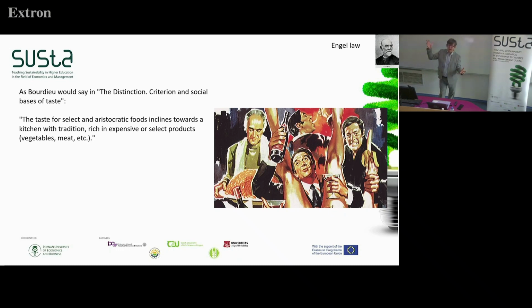Engel goods or Veblen goods. And sustainability is about this.